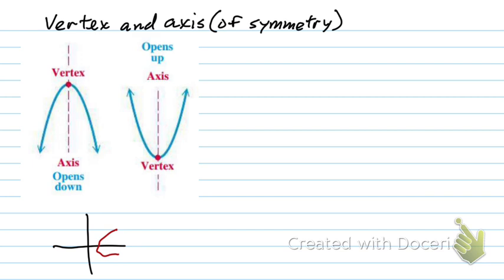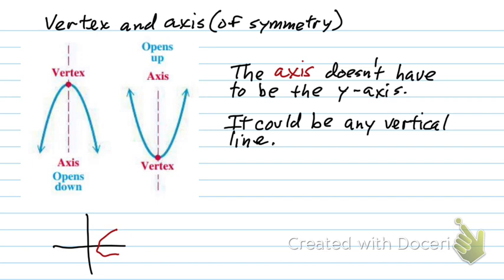All right, notice something else. Let's talk about the axis first. Notice it doesn't have to be the y-axis. This axis splits that parabola in half. It's a line of symmetry. It could be any vertical line. It could be the line x equals 15.